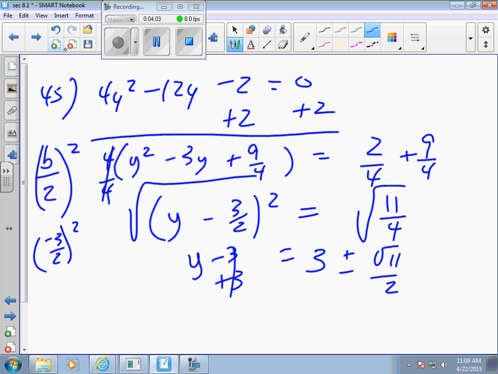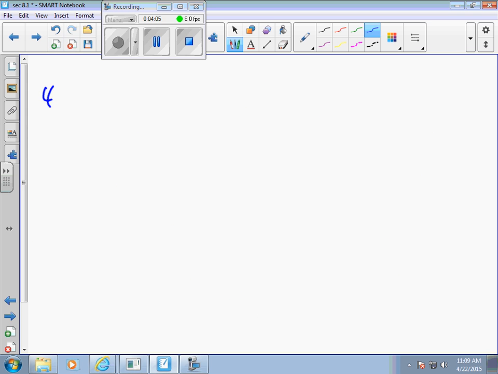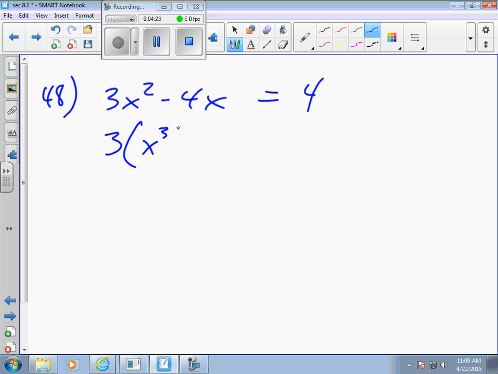The next one we're going to do is question 48. We have 3x squared minus 4x equals 4. First thing we need to do is get rid of the coefficient in front of our squared term. So I'm pulling the 3 out front. If I'm pulling the 3 out front, I have to divide this by 3 also.